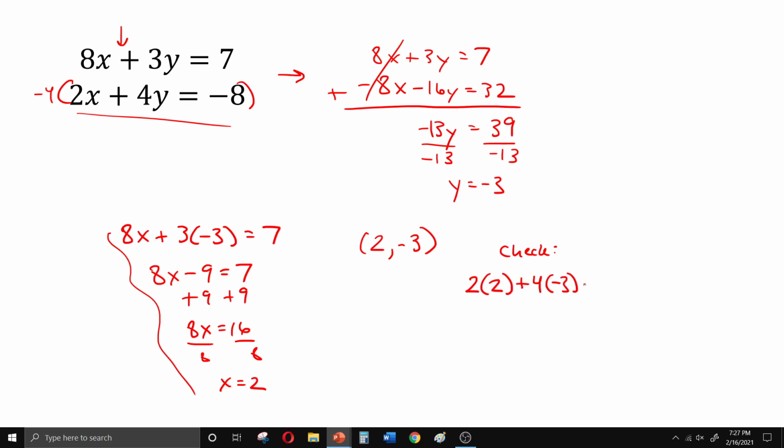It won't catch mistakes when you do that. So we plug it in and just make sure it's going to work. 2 times 2 is 4. 4 times -3 is 12. 4 minus 12, that does equal -8. So we know that's the solution.